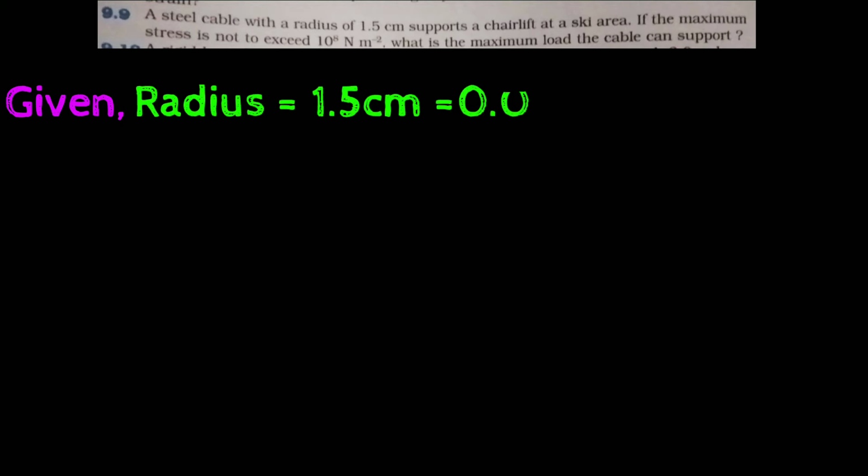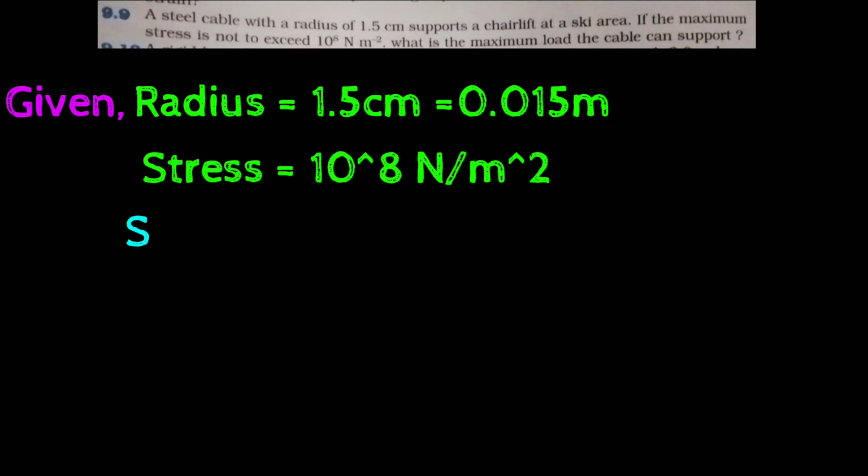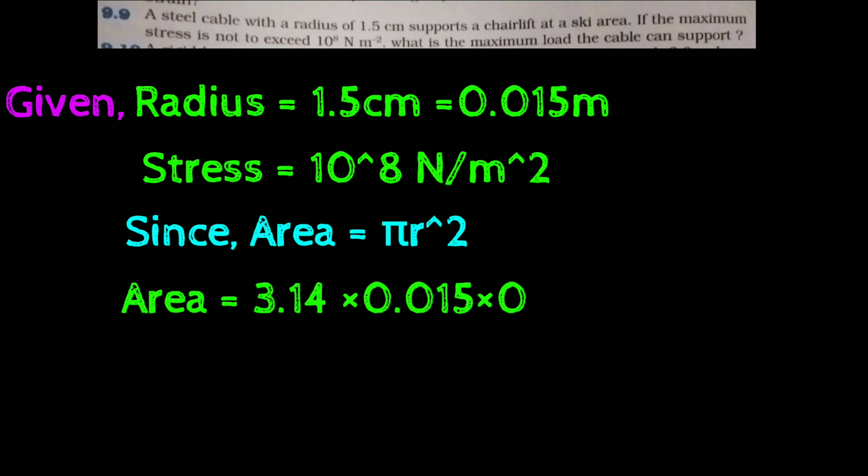Now move on to our second question, that is 9.9, and the question is: a steel cable with a radius of 1.5 cm supports an aircraft at a ski area. If the maximum stress is not to exceed 10^8 Newton per meter square, what is the maximum load the cable can support? Firstly, we write what is given. Radius equals 0.015 meter and stress equals 10^8 Newton per meter square.